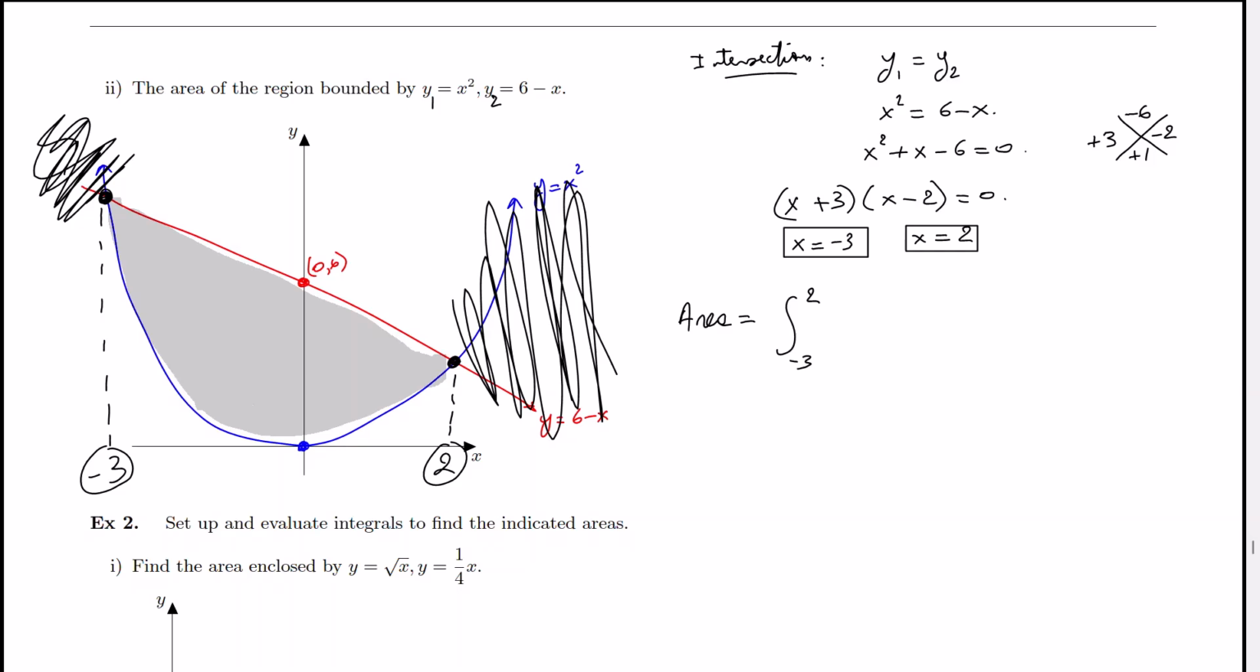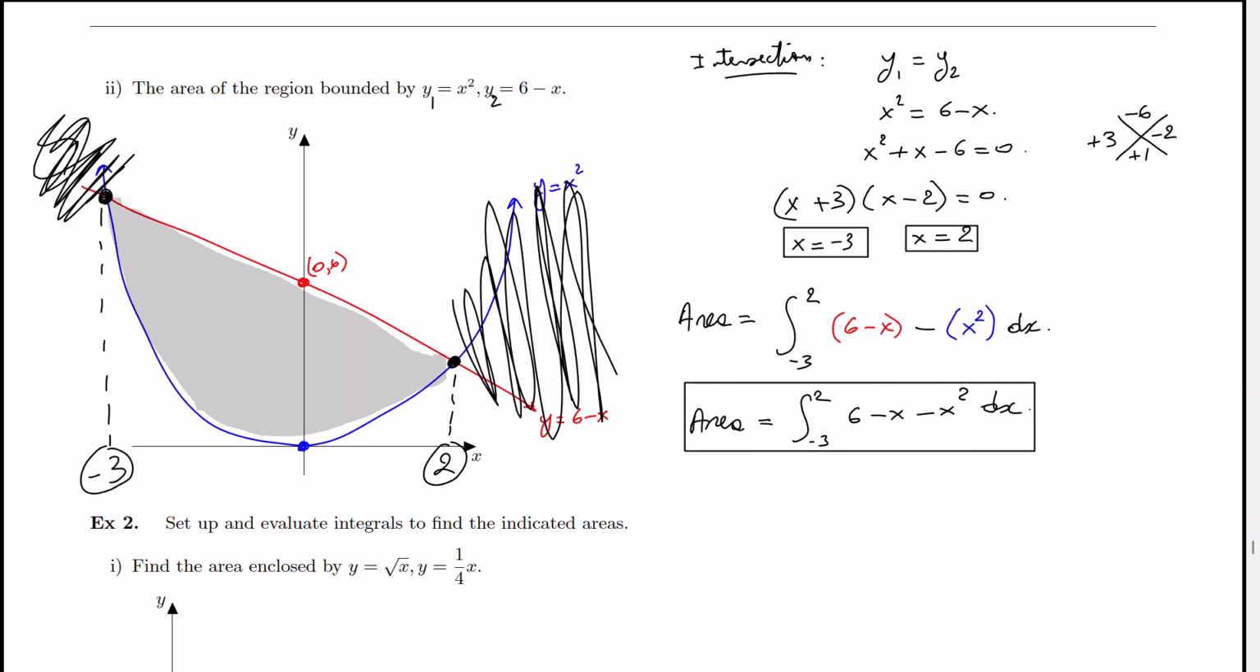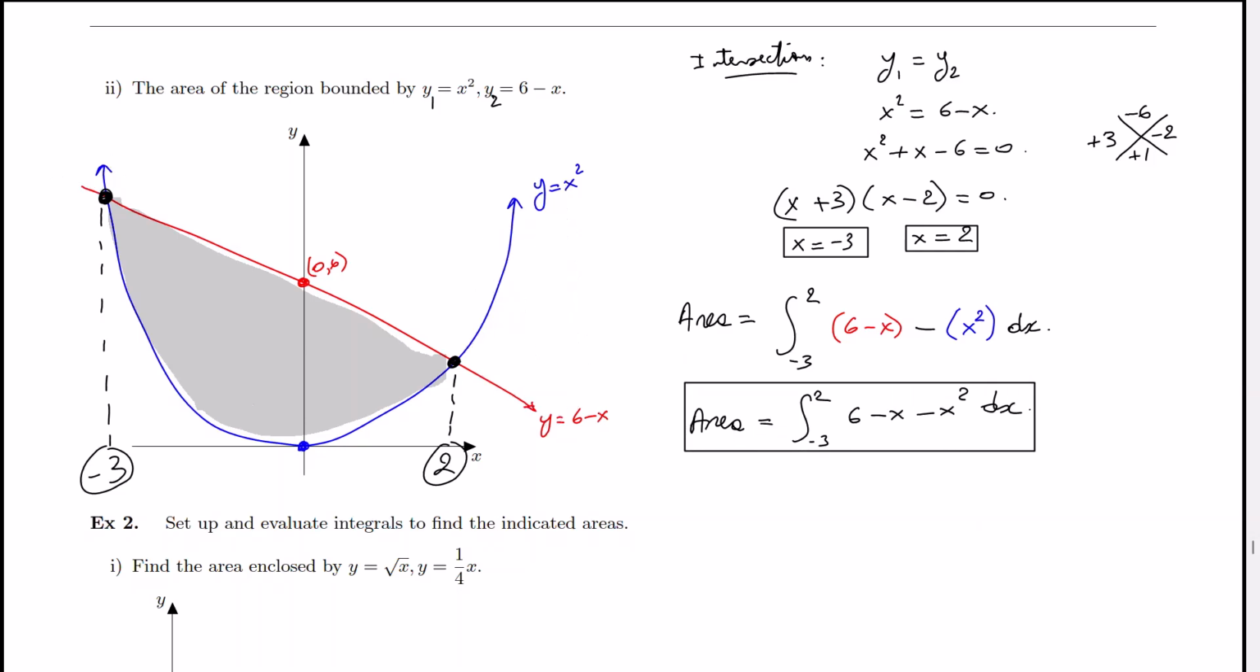Who's towards the top of the page and who's towards the bottom of the page? Well, it seems like the red function is on top, so I'm going to put that one first. And then the formula tells me to subtract. And what is the function on the bottom? Well, it's the parabola, so I will be putting x squared afterwards, and then just putting the dx at the end. So the area integral will be from -3 to 2 of 6 minus x minus x squared with respect to x. So this is how the setup would look, and obviously I'm not going to solve the rest of the problem because they said to just set up the integral, but don't actually solve it.